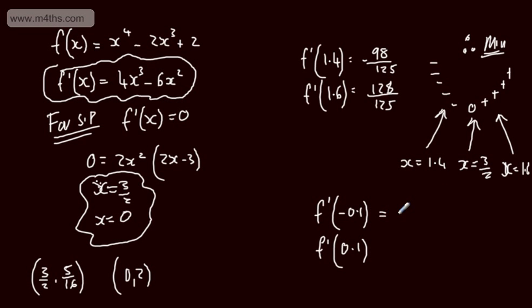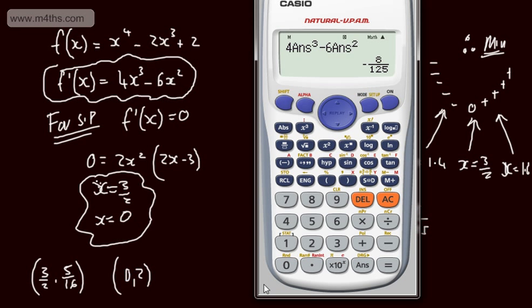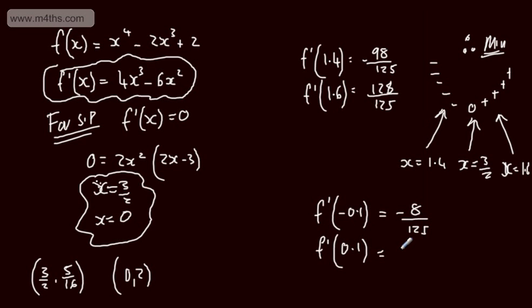So let's write that in. That's negative 8 over 125. If we now do 0.1, we're going to have 4 lots of the answer cubed, minus 6 lots of the answer squared. And that's going to give me negative 7 over 125. So what we have here now is negative, negative, negative, negative, 0, negative, negative, negative. So this is going to be a point of inflection. We're going to have a negative gradient to the left, and a negative gradient to the right. So it's a point of inflection.